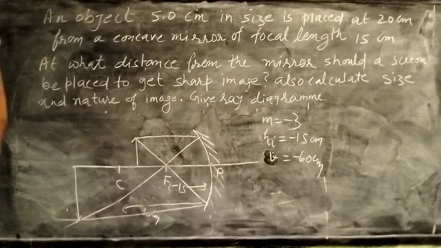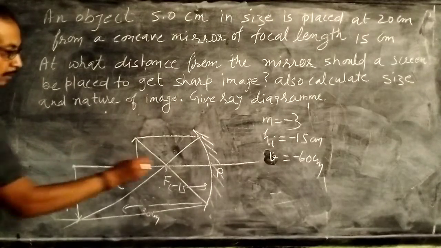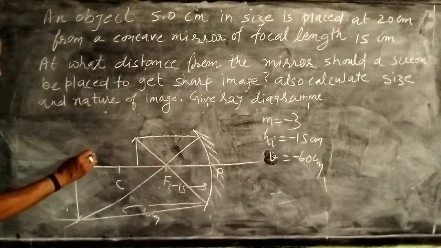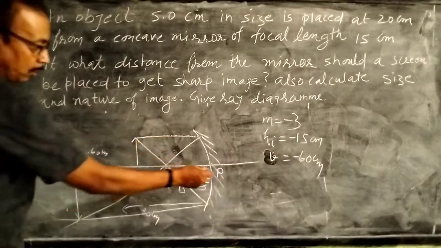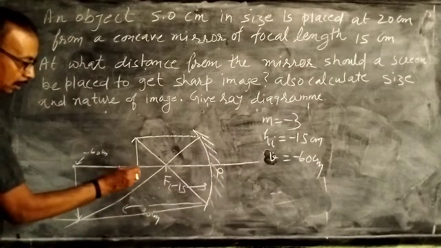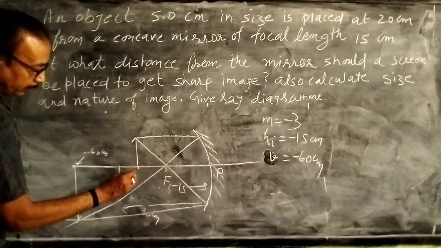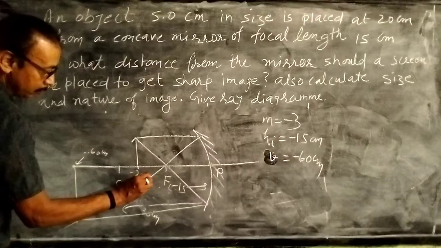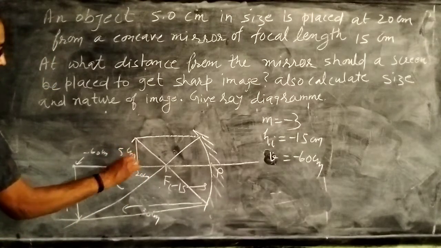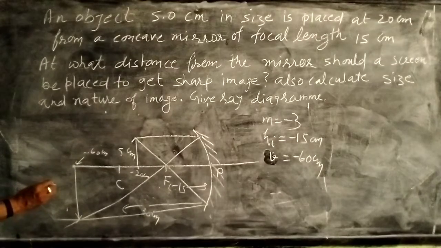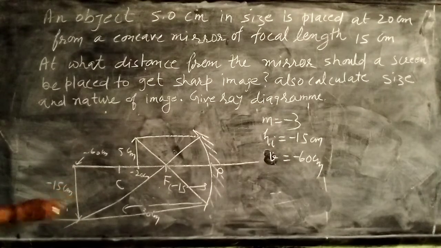This is the image. This point is minus 60 centimeter from the pole, taken as origin. The object height is given as 5 centimeter, and the image height is minus 15 centimeter.